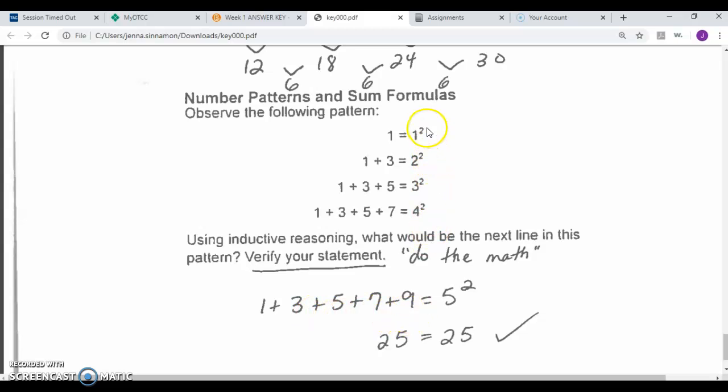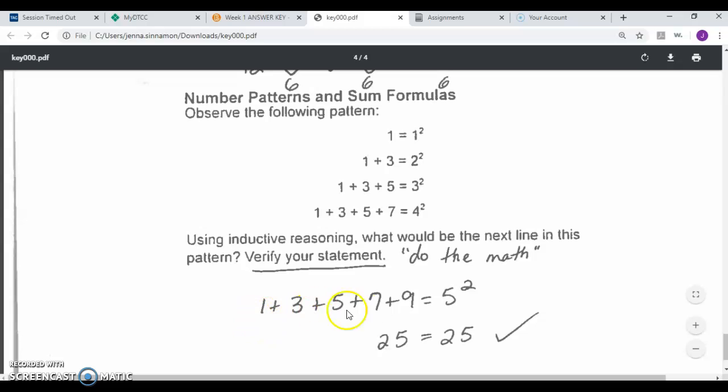Great. On the right side, I have 1 squared, 2 squared, 3 squared, 4 squared. So the next one would be 5 squared. Now, I have an underline that says verify your statement, which means to do the actual math. So I found the sum of these numbers on the left to get 25. And then I did 5 squared to get 25. These things need to equal each other. That's how you verify that you are correct. So I want to make sure you take a look at that.